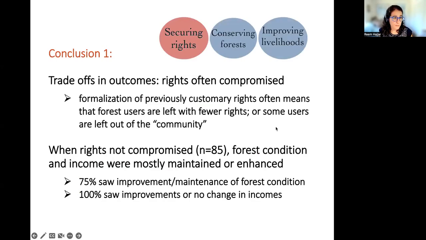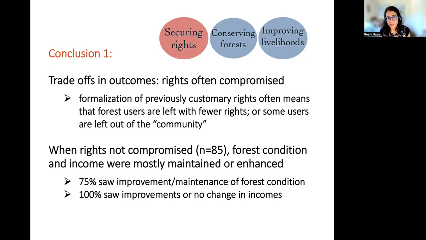So to conclude this part of the study, what we found is that we do see trade-offs in outcomes where rights are most often compromised. And that, of course, can be explained by formalization of previously customary rights often meaning that forest users are left with fewer rights, or some users are left out of what ends up being the community, that community focus of the community forest project.